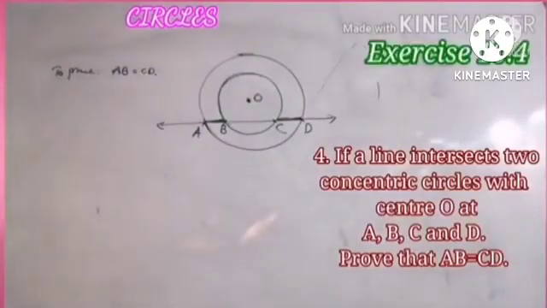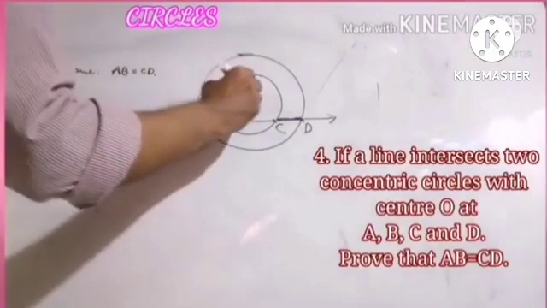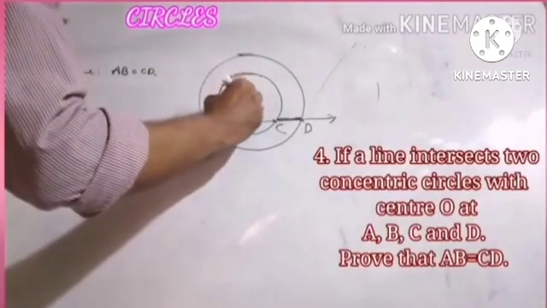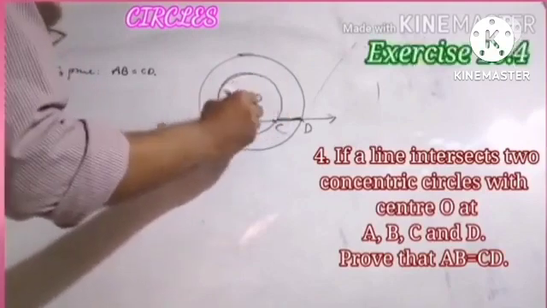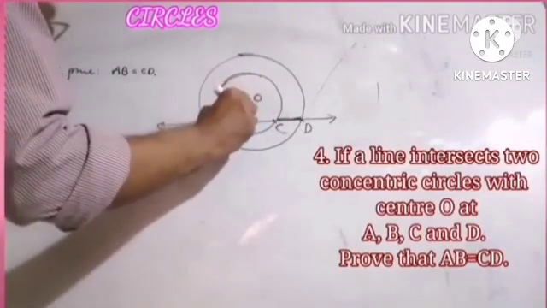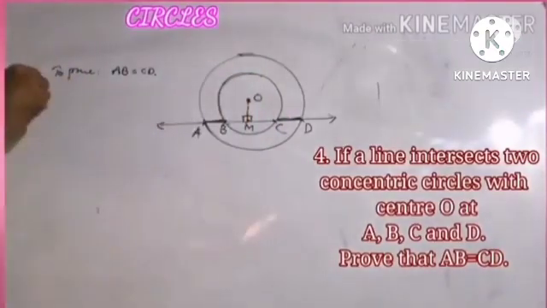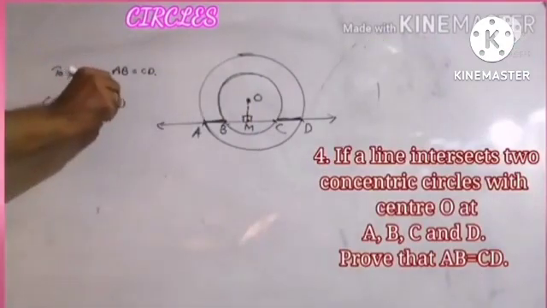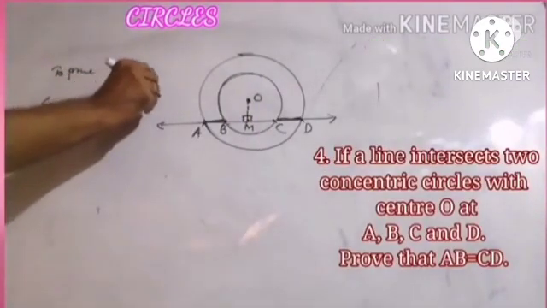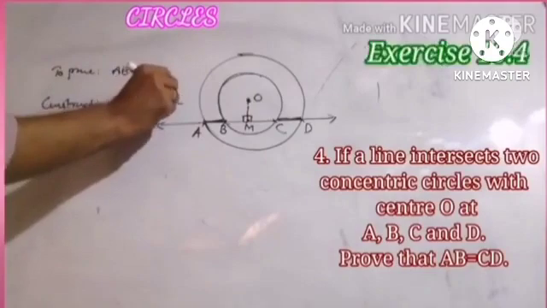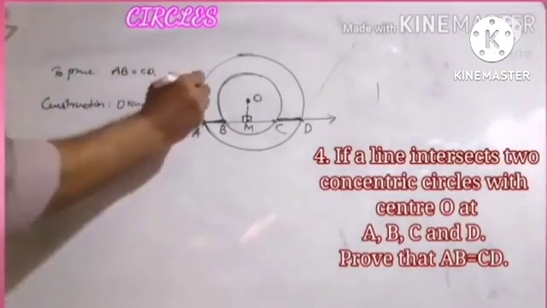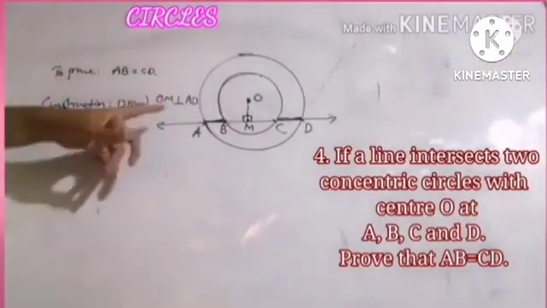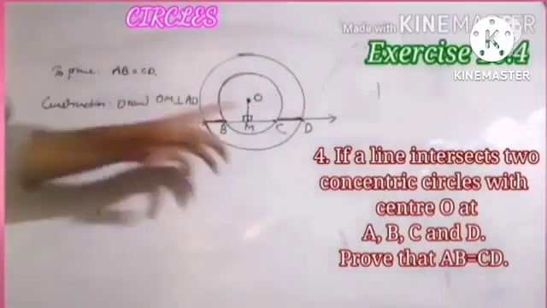So start with a perpendicular. Here construction is required, that is a perpendicular. Draw a perpendicular from the center to the chord, to the line. Let it be M. So construction: draw OM perpendicular AD.